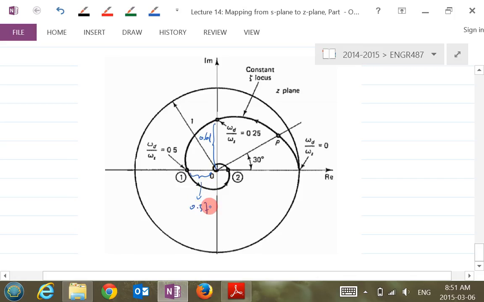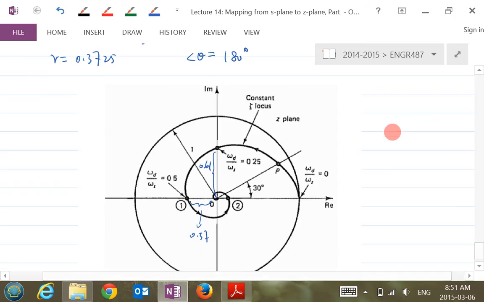And this portion here is 0.37. That makes sense? Okay, so this is actually the reason here. So you see, when the ratio omega d over omega s is 0.5, your theta is at 180 degrees, right? What's the theta? Theta is r theta here.